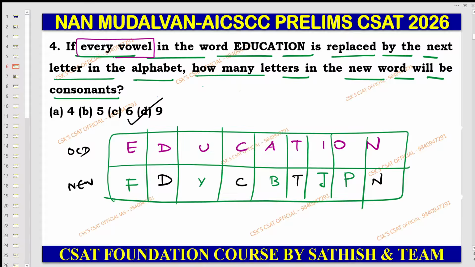But the question here is how many letters in the new word will be the consonant, which means that you are not doing any replacement with the D, C, T and N. It remains same here. So this is the new word. After the replacement, you can see all nine are consonants. Understood, Appa? Junaid?